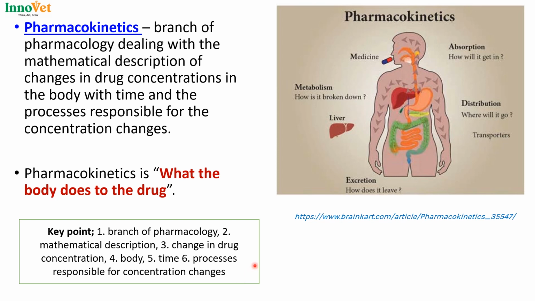So in brief, pharmacokinetics is what the body does to the drug. A good definition would be: it refers to the branch of pharmacology that deals with the mathematical description of the changes in drug concentration in the body over time, and the processes that are responsible for these concentration changes.